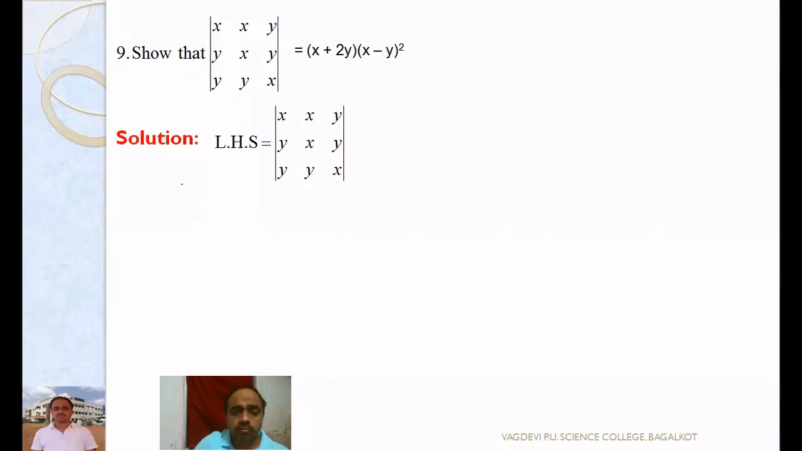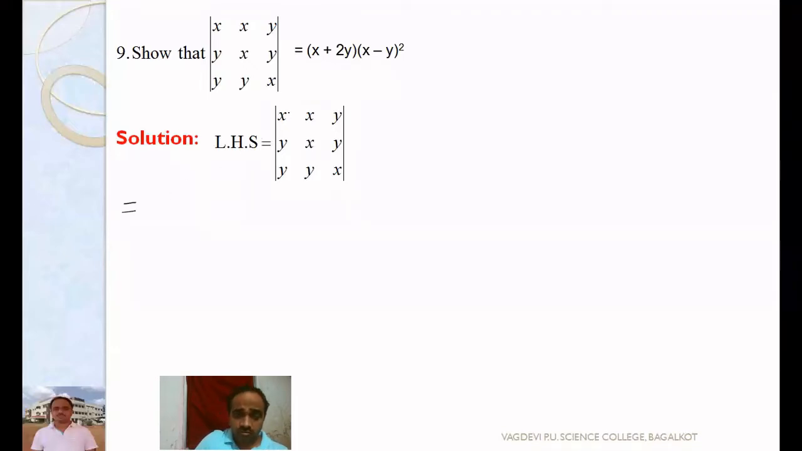Question number 9. Show that the determinant with rows x, y, y; y, x, y; y, y, x is equal to, there are two factors on the right hand side, (x plus 2y) into (x minus y) the whole square. So take LHS. What is the first factor on the right hand side? x plus 2y.